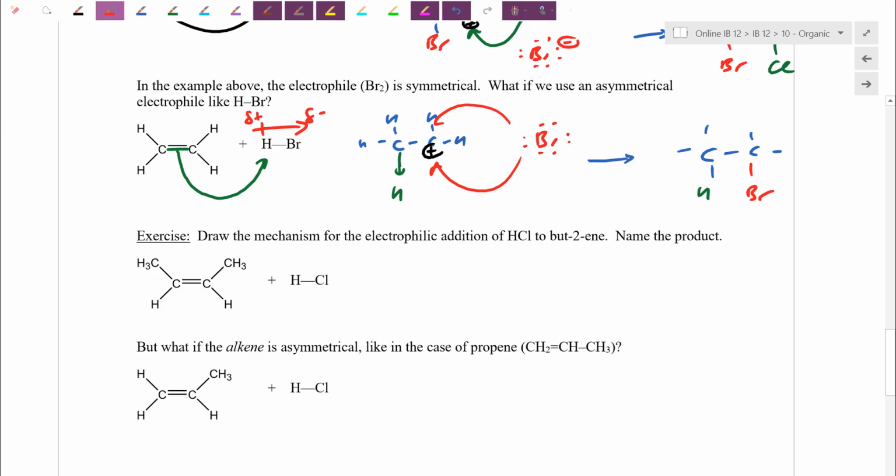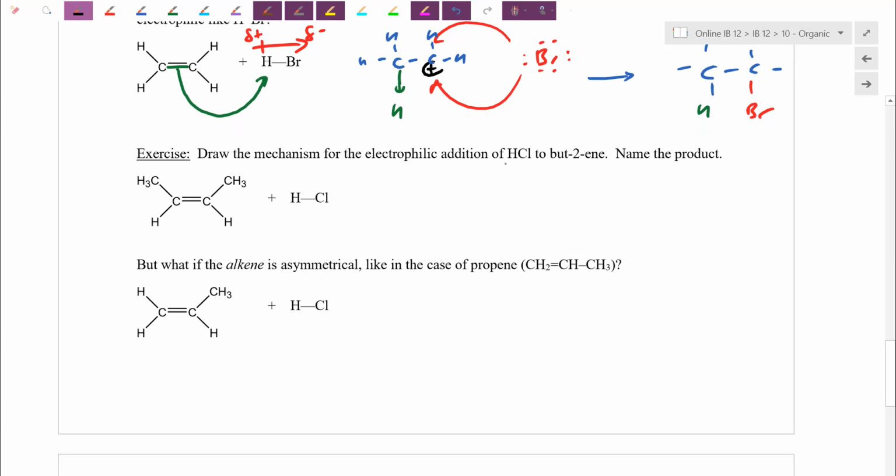Okay. So here are some sample questions. Let's draw the mechanism for the electrophilic addition of HCl to butene. They've already drawn butene for you. You should be able to identify for me, this one here is actually the cis form, or the E isomer. Right? Sorry, the Z isomer. Z is same side.